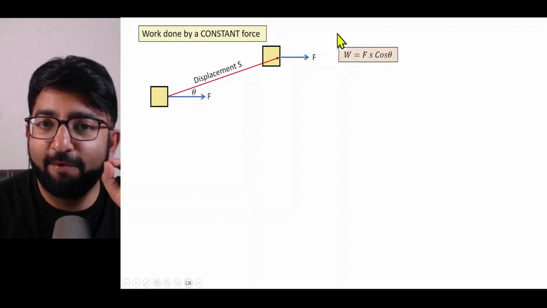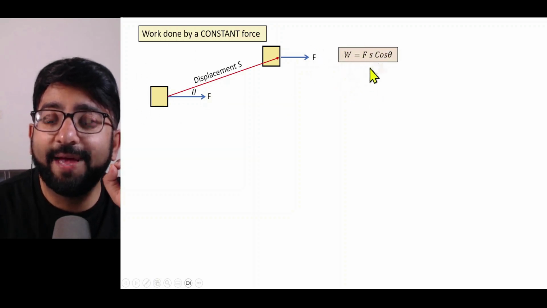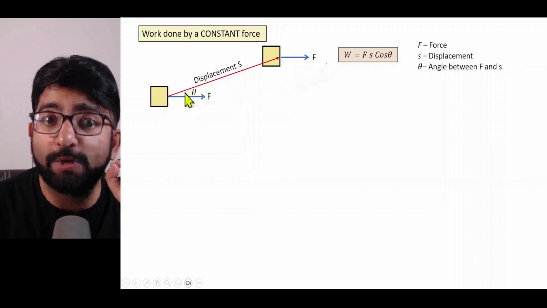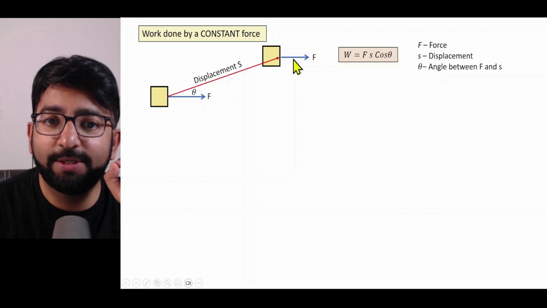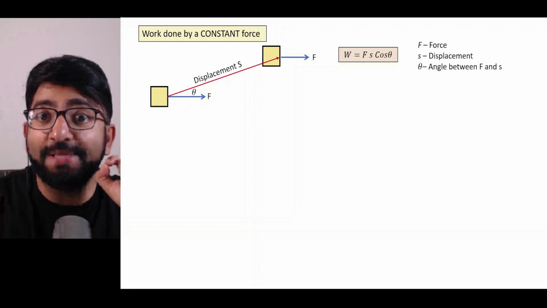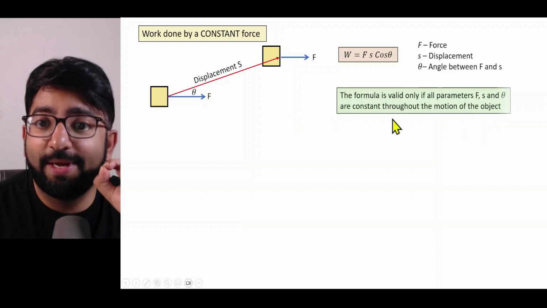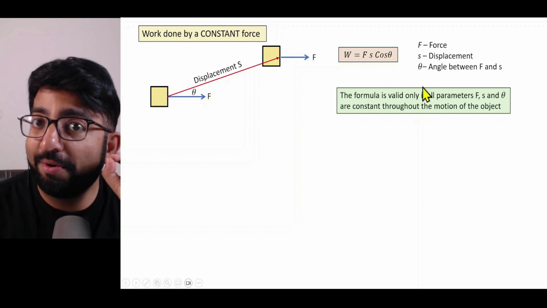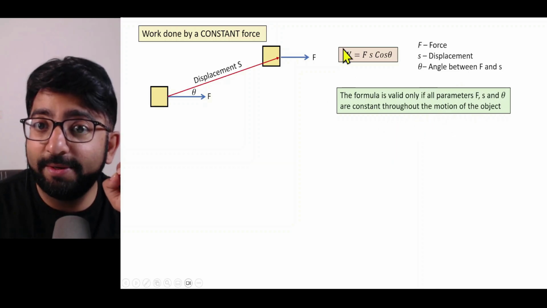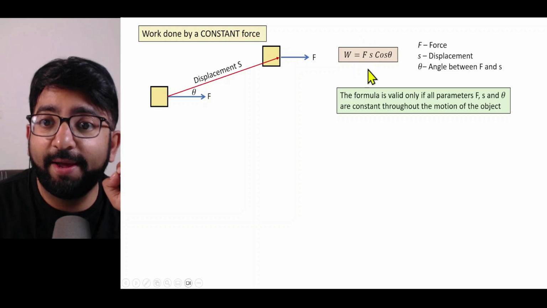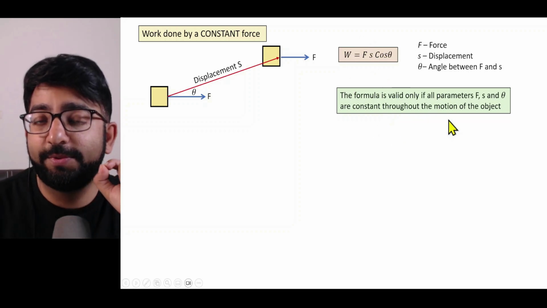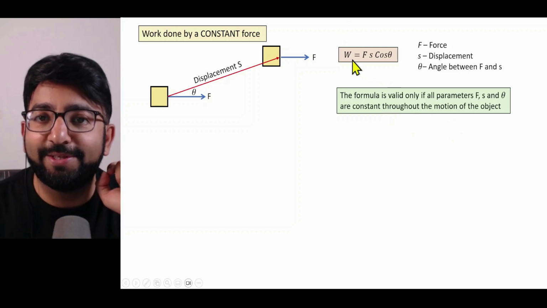It is given by the formula work done is equal to Fs cos theta, where F stands for the force which needs to be constant throughout the motion. S is the displacement and theta is the angle between F and S. Now, it is very important for you to note that this formula is only valid under a particular condition. What is that condition? All the parameters which are there in this formula, F, S, and theta, all of them should be constant throughout the motion of the object. Otherwise, we cannot apply this formula.